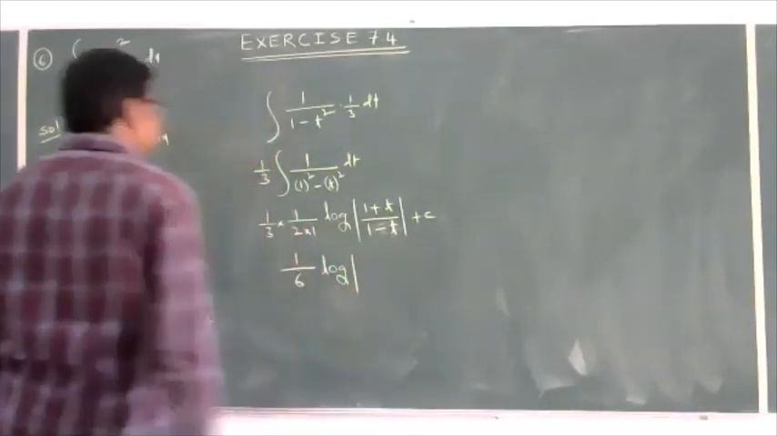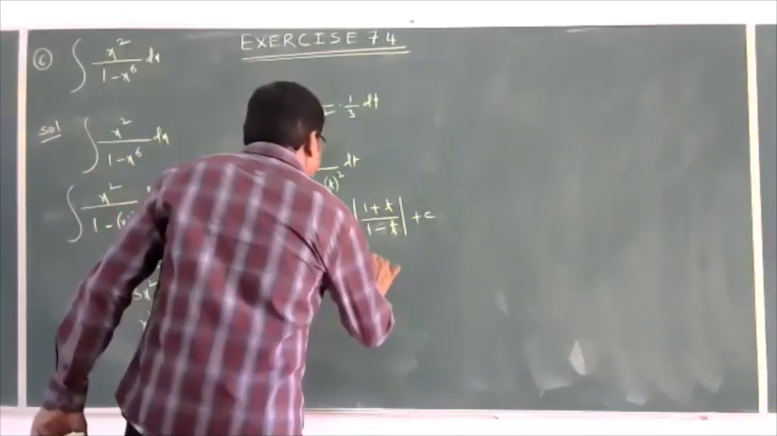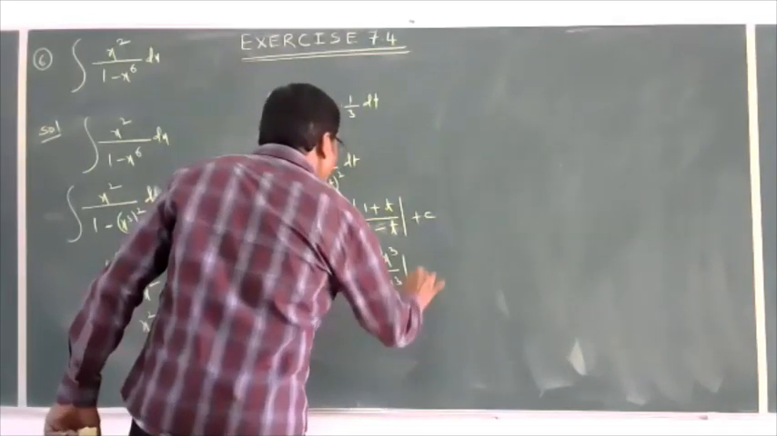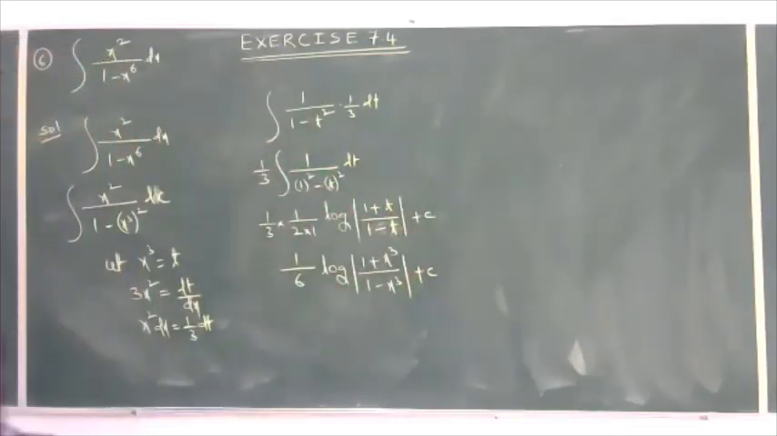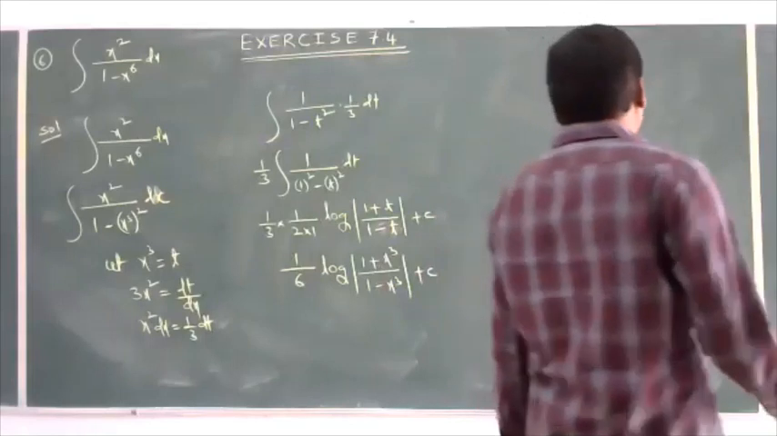1 by 6 into log mod, what is t here? x cube. That is 1 plus x cube by 1 minus x cube plus c.